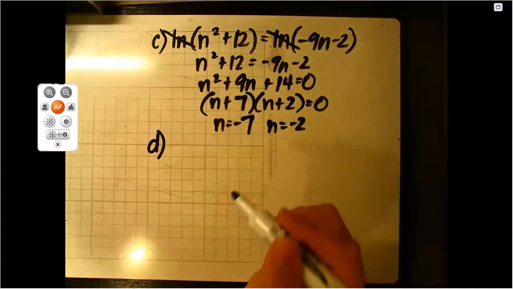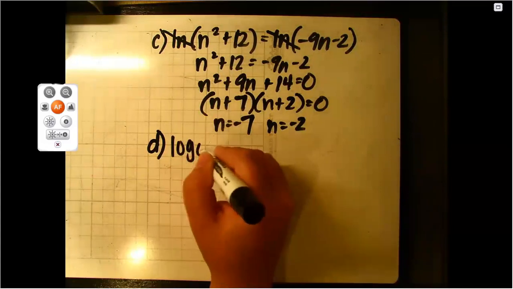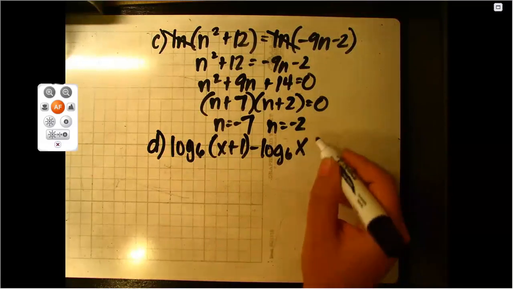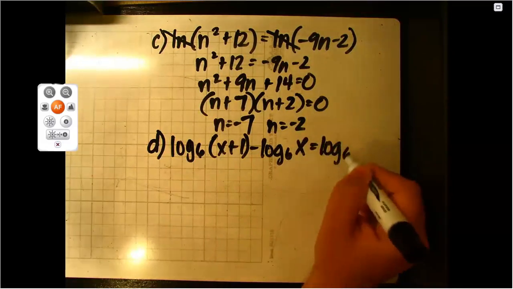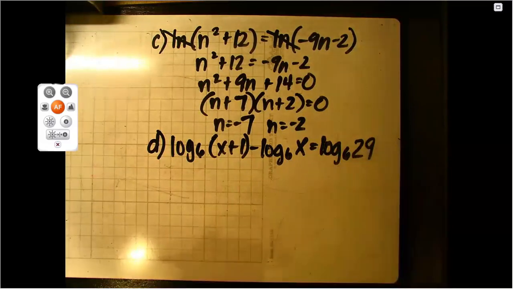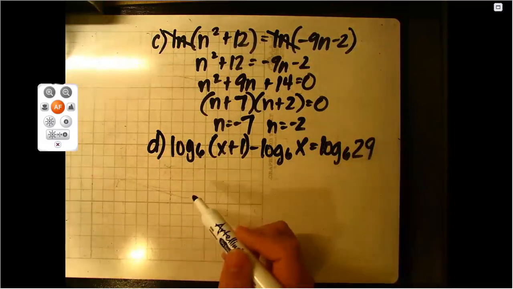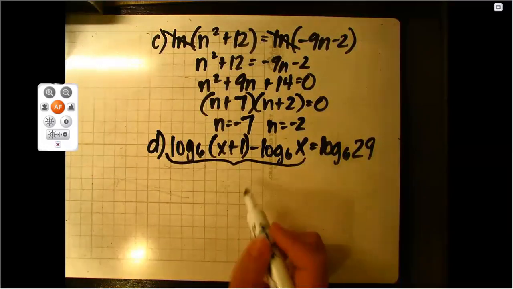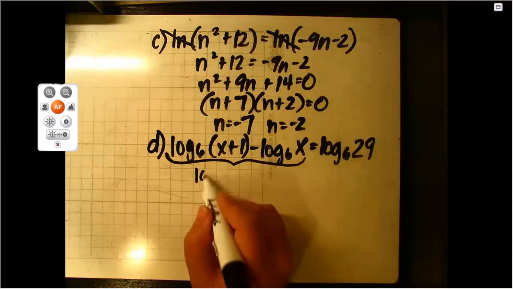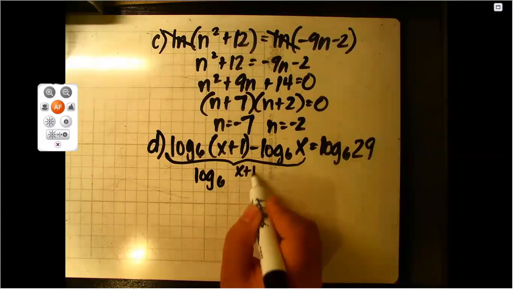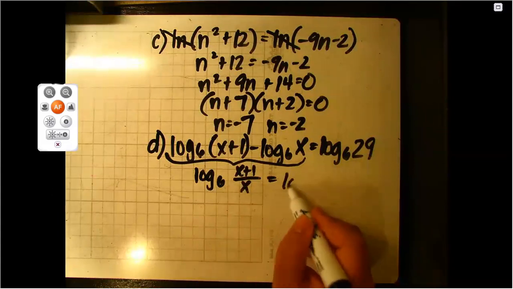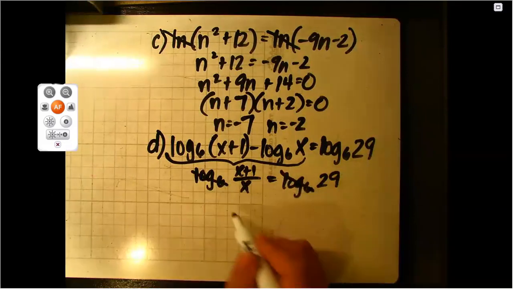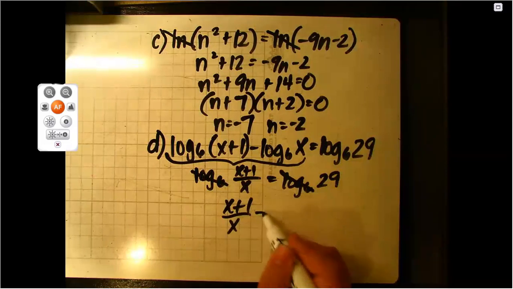All right, and one more like this. I got log base 6 of x plus 1 minus log base 6 of x equals log base 6 of 29. So this one's like the second one that we did. Before I can cancel, I have to get down to one log on both sides. So I'm going to have to condense this side, right? And I have subtraction, which goes with division. So this becomes log base 6 of x plus 1 over x equals log base 6 of 29. All right, my logs can cancel.